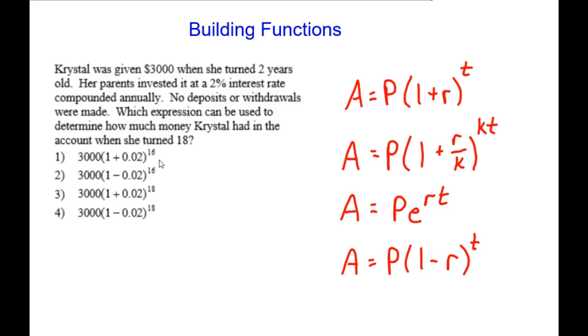In this problem, many students would get it wrong because they see this 18, so they think this 18 must be in the equation somewhere. Well, that's not true. She was given this account when she was 2 years old. She wants to determine how much is going to be in the account when she's 18. So 18 minus 2, that money is only in the account for 16 years. So that's why it has to be equation 1.